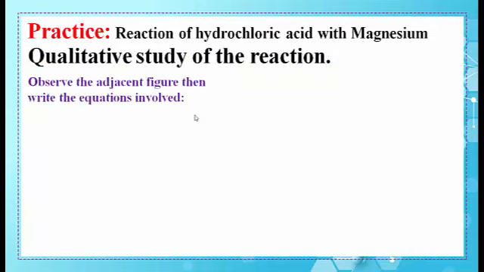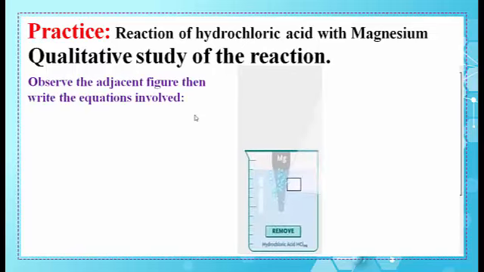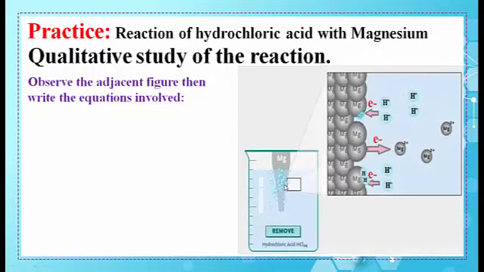We have to observe the adjacent figure, then write the equations involved. Here, we place this magnesium strip in HCl solution. You can see here that some bubbles are being formed. Look at the magnesium strip. It is becoming thinner. What does this mean? This means that magnesium is being oxidized.